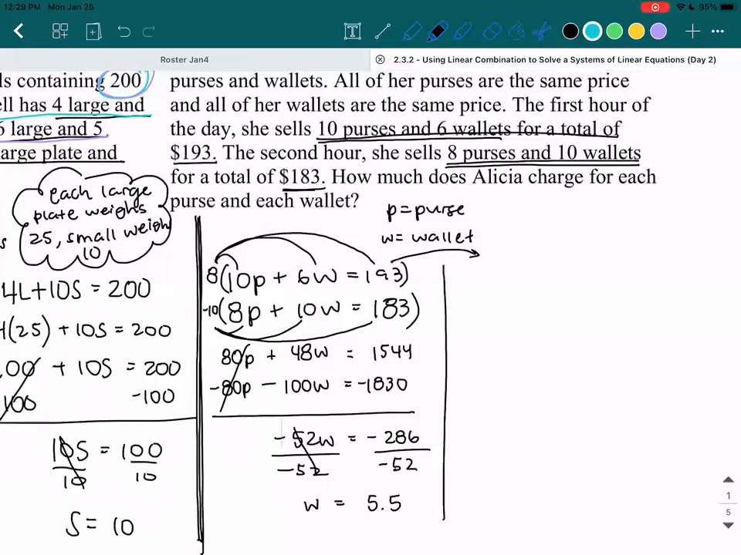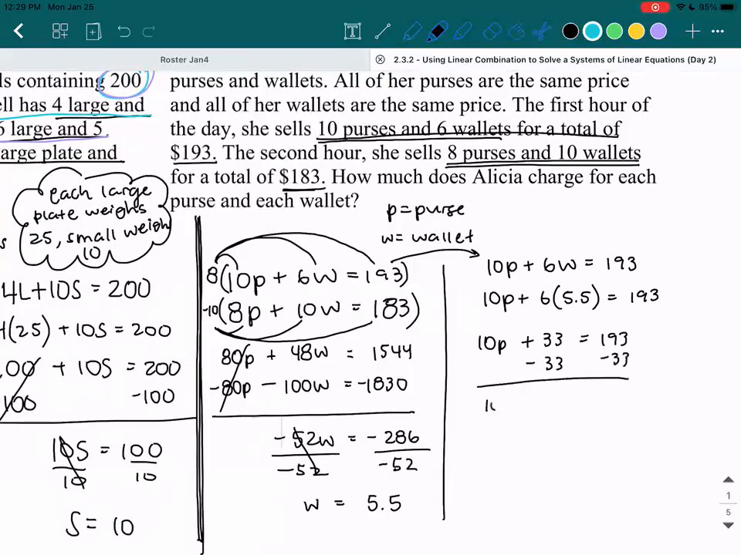So I'm just going to use this equation. 10p plus 6w is equal to 193. So 10p plus 6, I'm not going to use the letter w, I'm going to use 5.5 is equal to 193. Okay, so we're going to write this out. 10p, and then this is plus 33 is equal to 193. Subtract 33. Those get to cancel because you just did the opposite. And this is equal to 160. Divide by 10 because it's being multiplied to 10, so you want to cancel that out by doing the opposite. p is equal to 16.